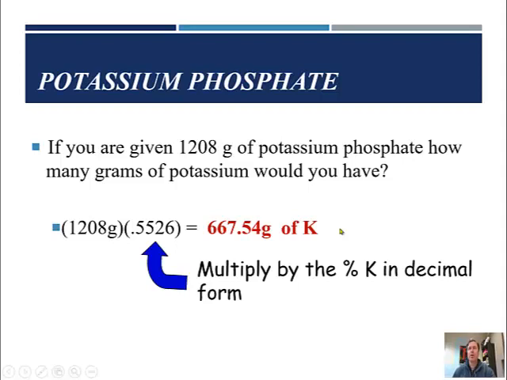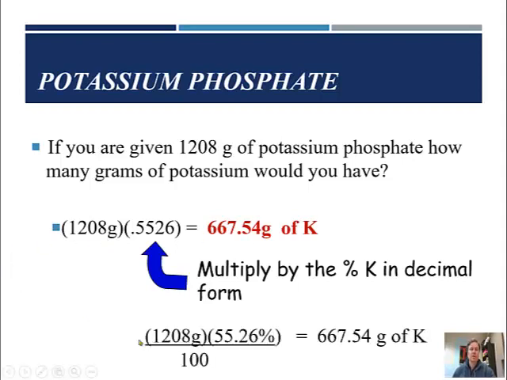Pretty simple. The other way you could write this, if you don't like moving decimal places, is you can just take the mass times the percent and then divide it by 100. This is what we did right here. By moving the decimal, we didn't have to divide by 100. You get the same answer. I don't care which way you do it. I always like just moving it because entering things in the calculator is hard, so it's one less calculator step for me. Either way is fine with me.